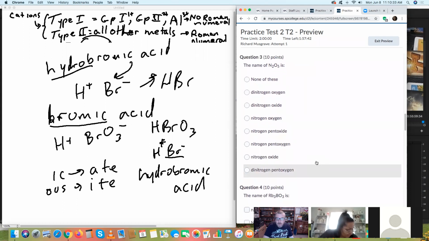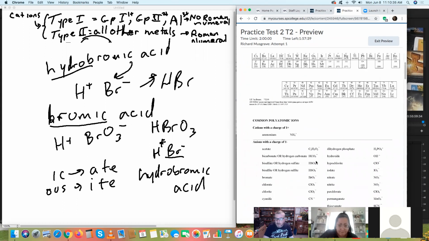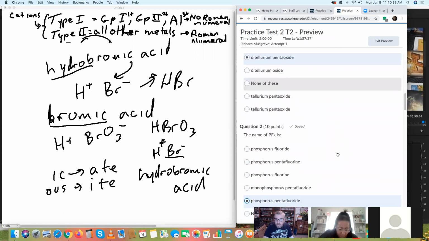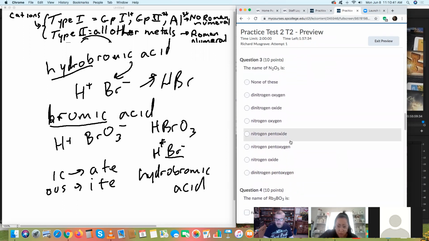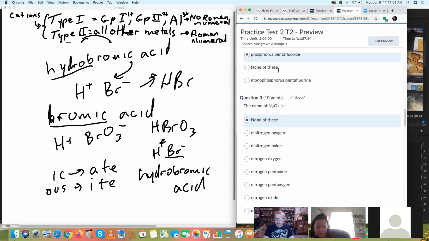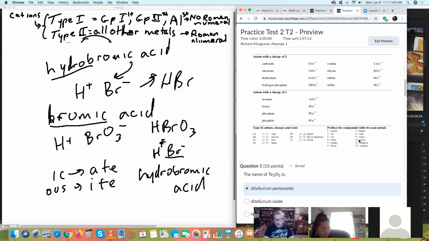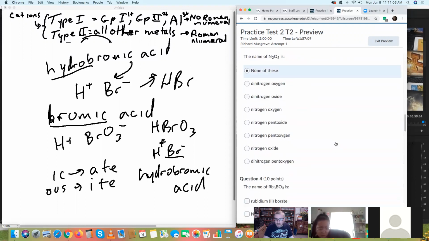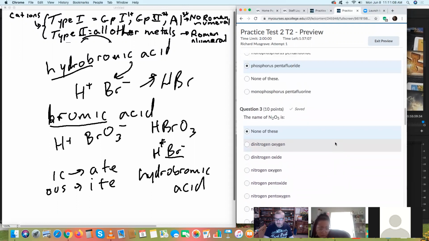All right, on to another one. So you've got N2O5. Again, these are both nonmetals. And so you know that it's going to be dinitrogen pentoxide. See, dinitrogen for the 2 here and penta for the 5. Again, di, penta. And it's not listed.